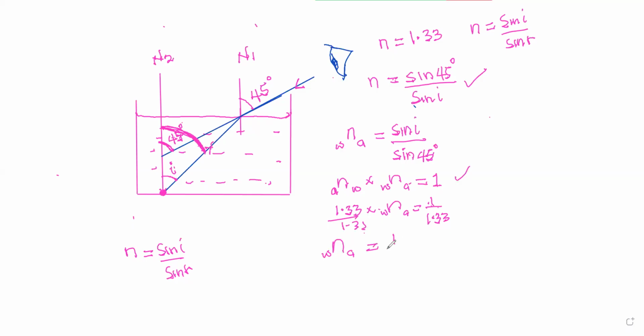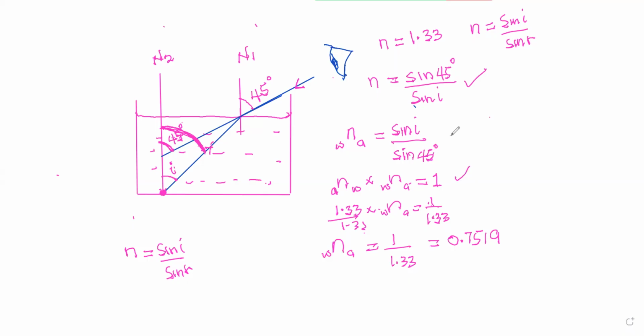we'll have 1 divided by 1.33, which is equal to what? Please help me do this. Help me find this. 0.7518. 0.7519.